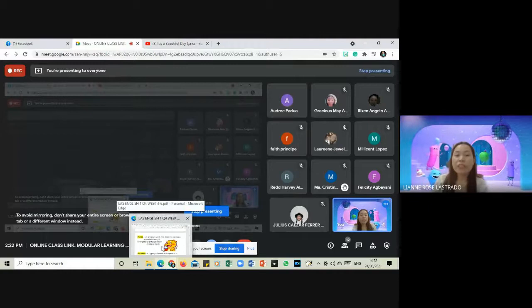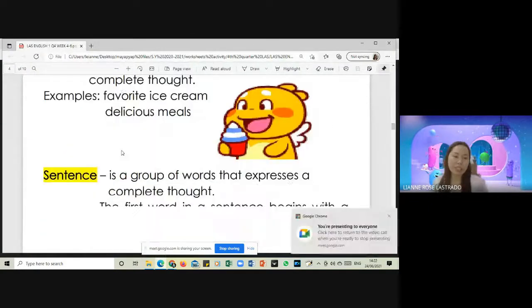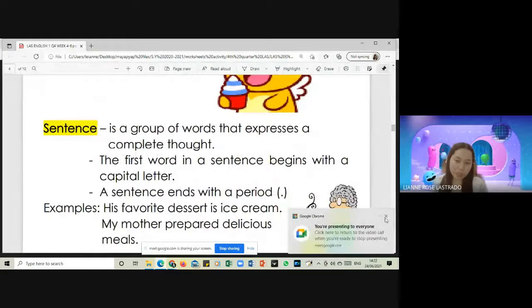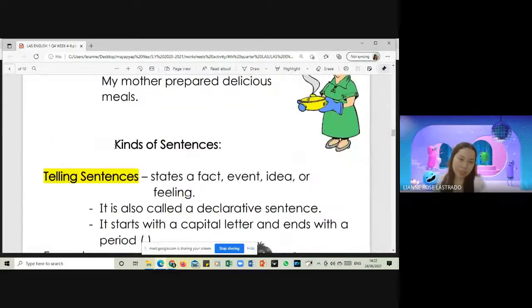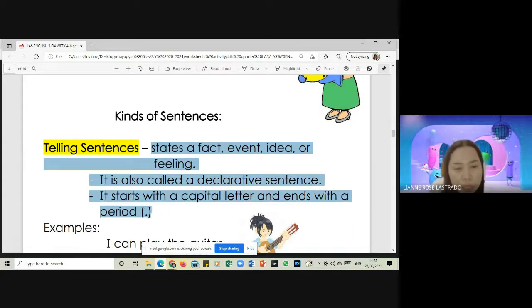Okay, now let's proceed to identify different types of sentences. Now that we are done with phrase and sentence, we discuss as well the kinds of sentences. So we have here two kinds of sentences for this week. We have telling sentences. Okay. May I call on LeBron? Please read what is telling sentences. Go.